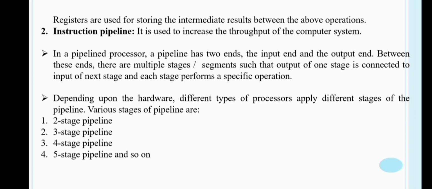In a pipeline processor, a pipeline has two ends, the input end and the output end. Between these ends, there are multiple stages, segments, such that output of one stage is connected to input of next stage and each stage performs a specific operation.